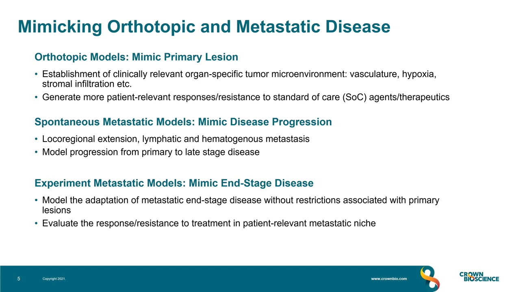The second category is spontaneous metastatic models. They are mainly used to mimic disease progression, including local regional extension, lymphatic and hematogenous metastasis, and also model progression from primary to late-stage disease. The last category is what we call experimental metastatic models. They are used to mimic end-stage disease. With them, we can model the adaptation of metastatic end-stage disease without restrictions associated with primary lesions. They allow us to evaluate the response and resistance to treatment in a patient-relevant metastatic niche.